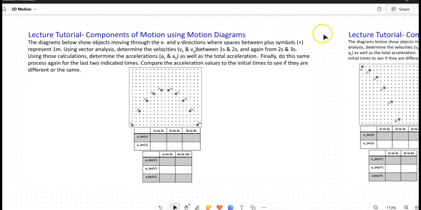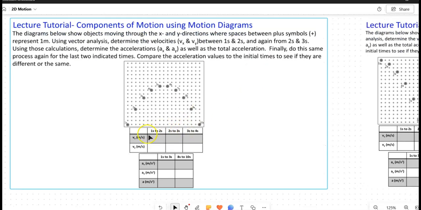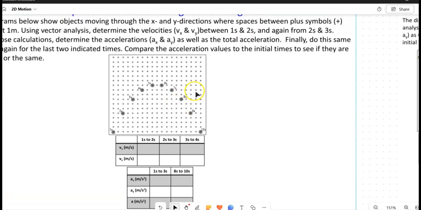Now, in these problems, what you're supposed to do is fill out the velocity vectors in the x and y direction between 1 and 2 seconds, 2 and 3 seconds, 3 and 4 seconds. Okay? And I think that's across all of them. Now, you're also supposed to figure out the acceleration in the x, y, and total acceleration in the 1 to 3 seconds and 8 to 10 seconds on this specific one. It also indicates the time in between each dot.